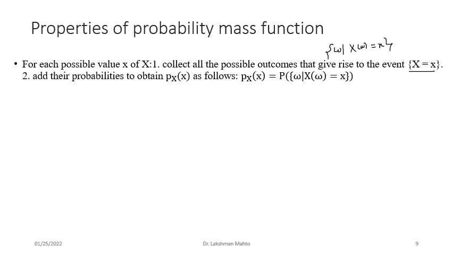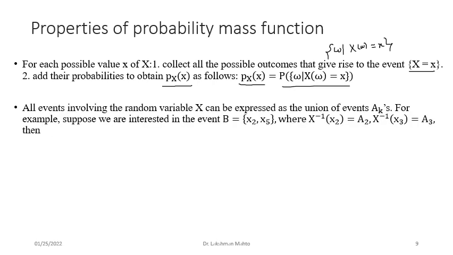Okay, so then what do we do? Once we have an idea of this collection of all outcomes, that means the pre-image of small x, then we have to add the probability of all those outcomes in order to obtain the value of the probability mass function at x. So that's why we say that the value of the probability mass function at x is equal to the probability of all these outcomes. Each outcome has a different probability and is mutually exclusive to the other outcomes. So the summation rule comes in here, and by adding up, we get the value of the probability mass function at x.